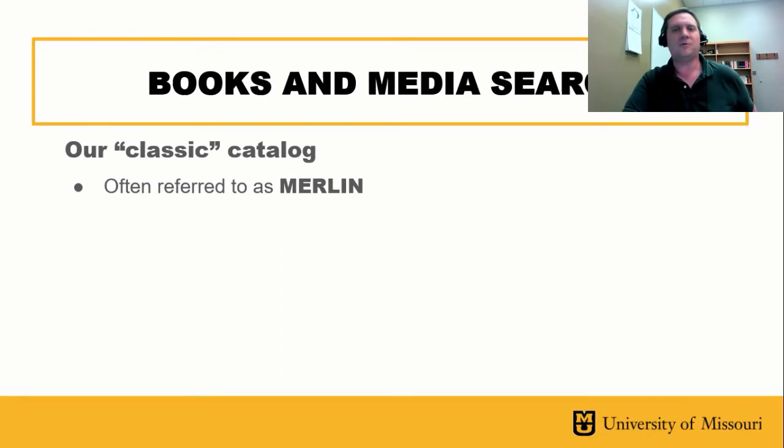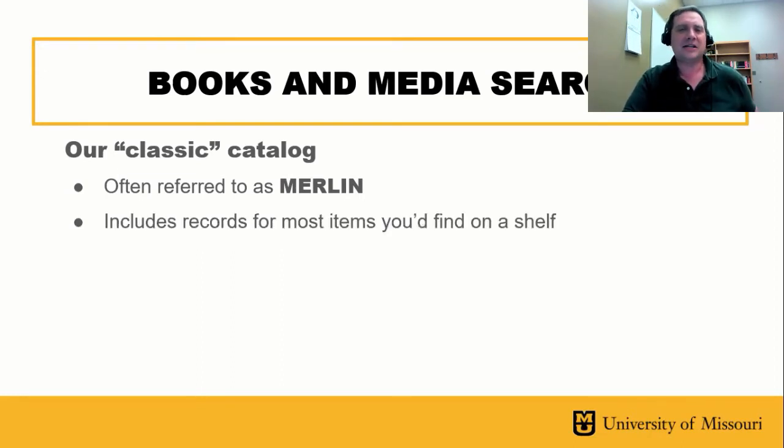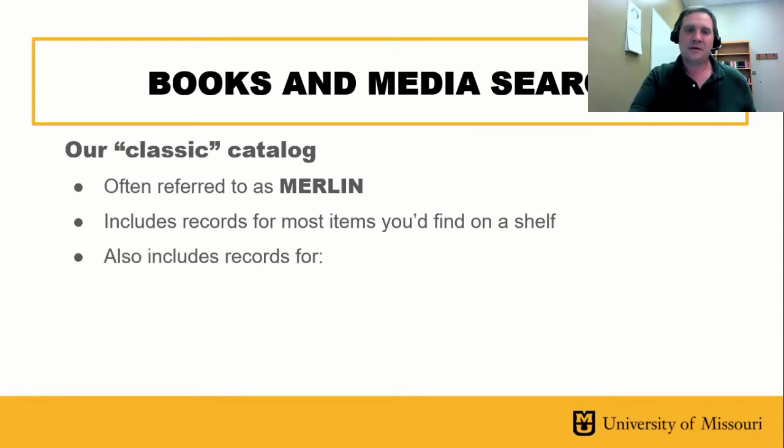I won't explain what the acronym means there. But basically what you're going to find in the books and media search are records for the types of items you would typically find on a shelf or in the library stacks, physical materials, the books in the building here at Ellis Library or in the other library buildings here at MU. It's also going to include records for things like ebooks. So it does have some digital content in there.